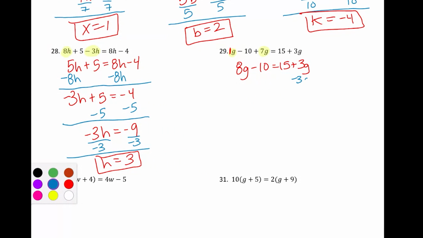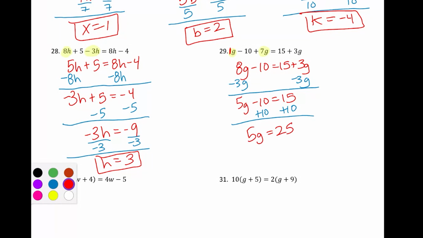Next, I'm going to subtract 3g from both sides to get 5g minus 10 equals 15. All those are multiples of 5, so that's kind of where the arithmetic's going here. Add 10 to both sides. 5g equals 25. And then if I divide both sides by 5, I get g equals 5.